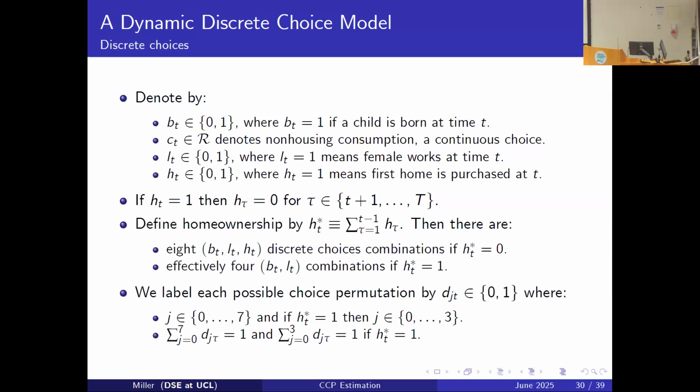So you've got a birth in one period or not. You've got non-housing consumption, which is going to be a continuous choice, but we're going to have exponential utility over that continuous choice. As a result of that, we're going to be able to solve out to get the indirect utility from the optimal consumption choice and won't have to worry about it. Okay. We've got whether you're in the labour force or not. And here we're only looking at females, so we've dropped off males altogether. They're just an appendage.